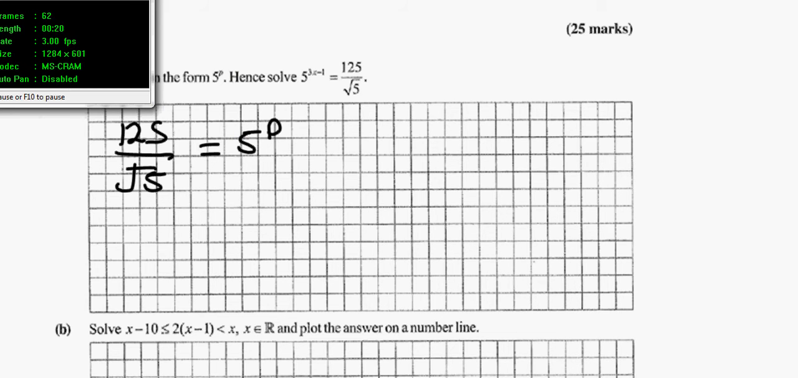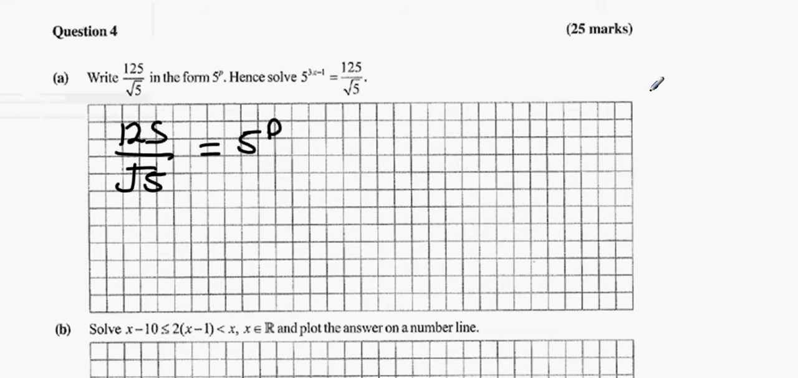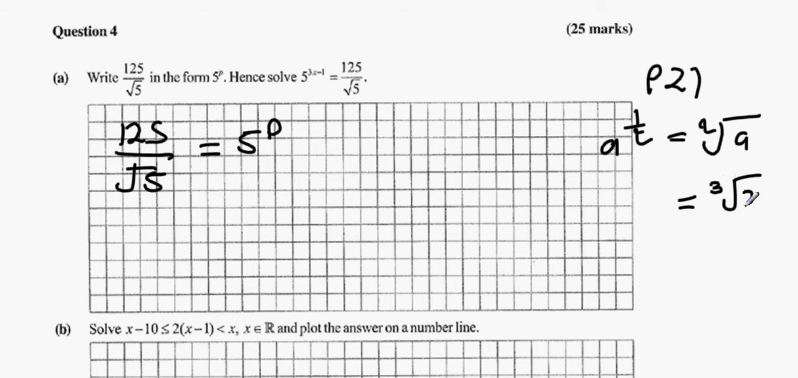If you go on to page 21 of your notes, you'll see notes on indices. You'll see a formula for a to the power of 1 over q equals the qth root of a. This means that if we had something like the cube root of 27, a is 27 and q is 3, so it's going to be 27 to the power of a third.